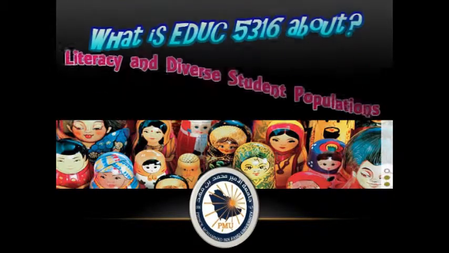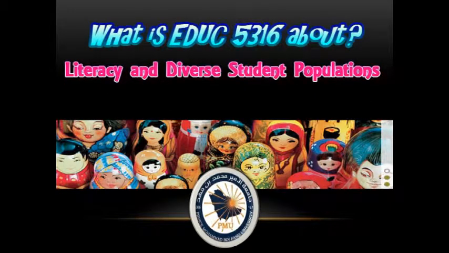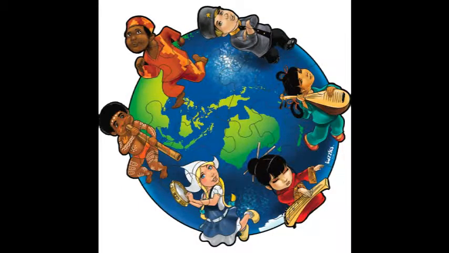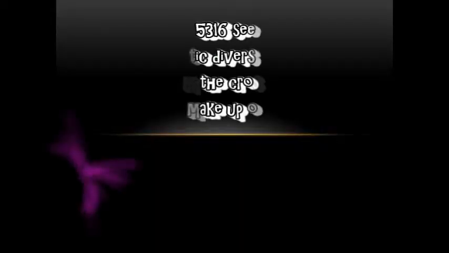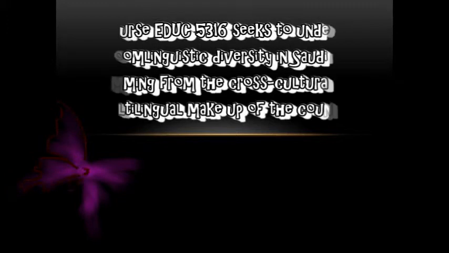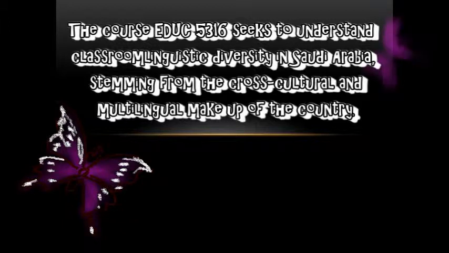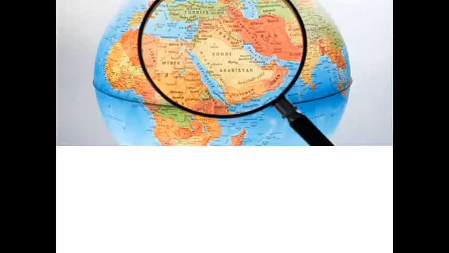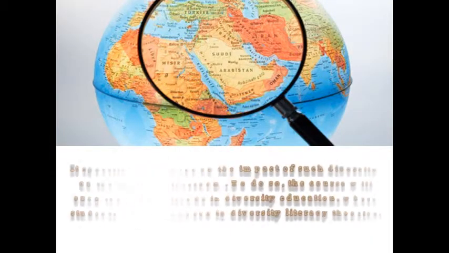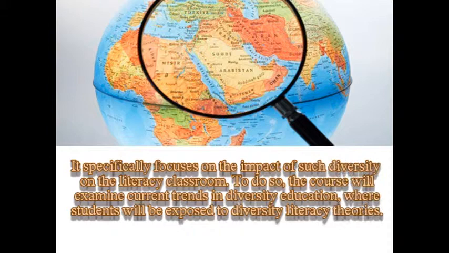What is EGUC 5316, Literacy and Diverse Student Populations about? The course EGUC 5316 seeks to understand classroom linguistic diversity in Saudi Arabia, stemming from the cross-cultural and multilingual makeup of the country. It specifically focuses on the impact of such diversity on the literacy classroom.